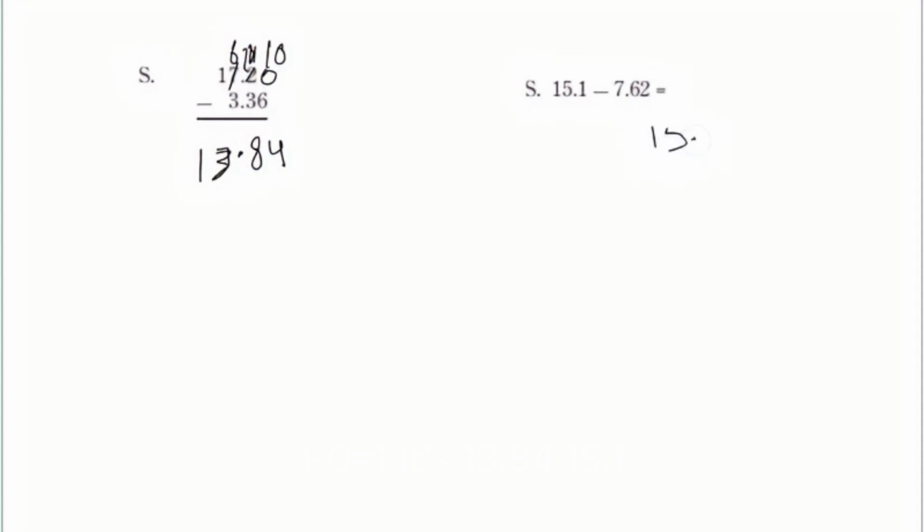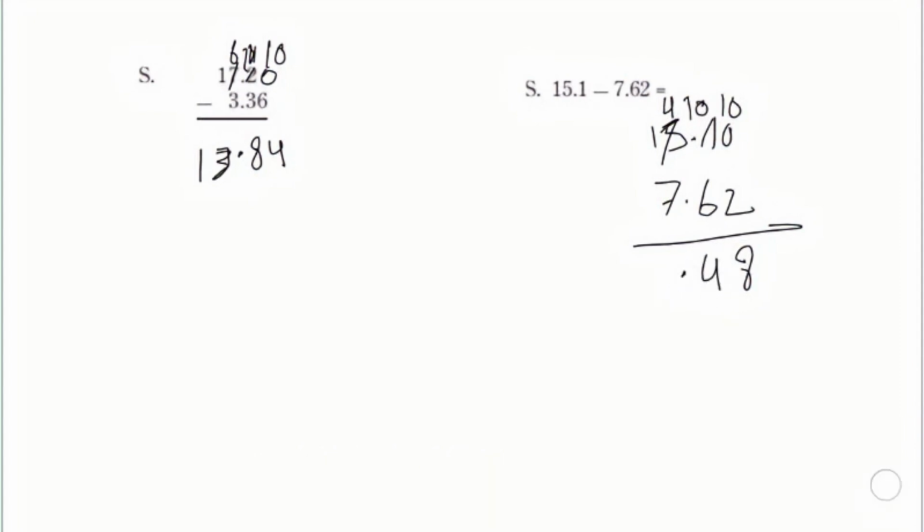15.1 minus 7.62. Can add 0 here to easily subtract those numbers. 0 and 2, we can't. Borrow 1. It will be 0 here, and this will be 10. 10 minus 2 is 8. 0 minus 6, we can't. 5, borrow 1 from 5, it will be 4, and this is 10. 10 minus 6 is 4. Point will be the same. 4 minus 7, we can't. Borrow 1. 14 minus 7 is 7. It is 7.48.